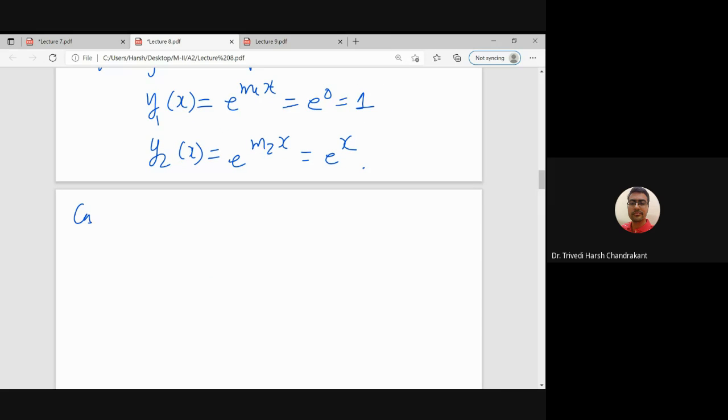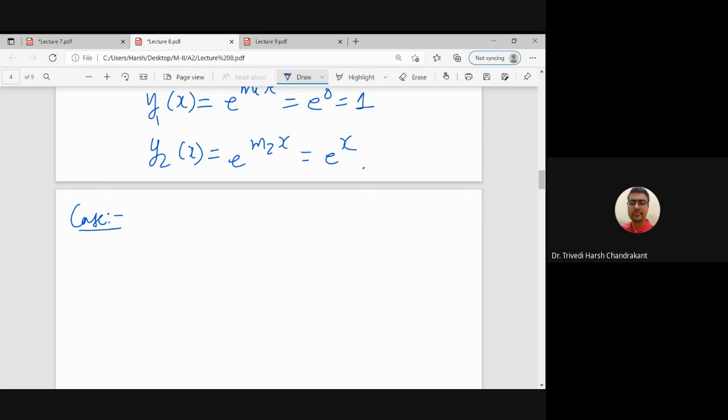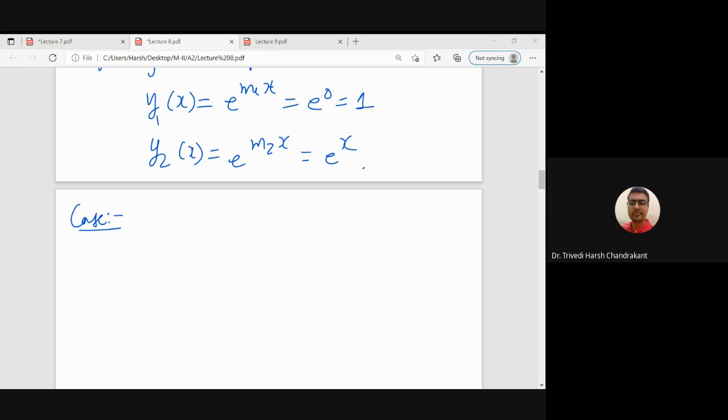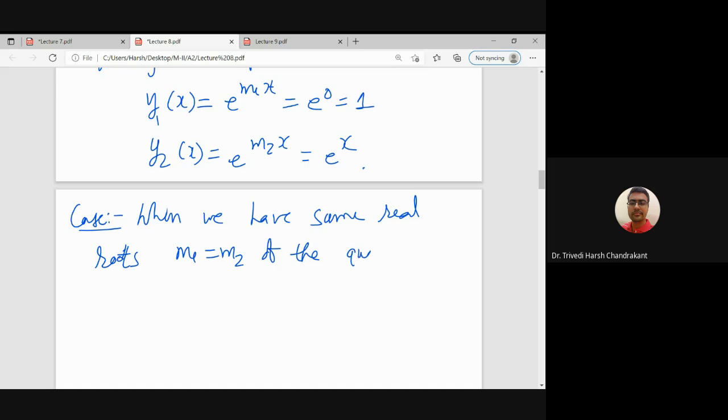Okay, so let us go for the second case. Yeah, any doubt? Okay, so the second case is that whenever we have the same real roots, that means basically m1 equals m2 for the quadratic polynomial.